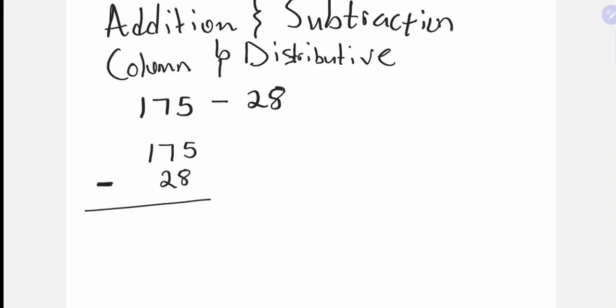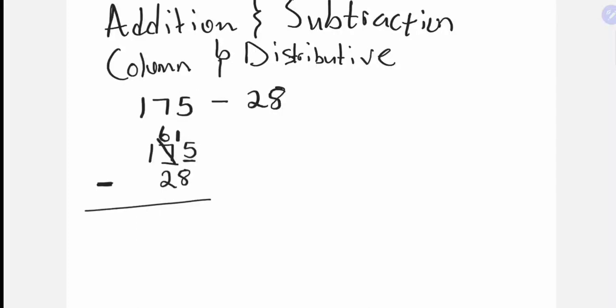So let's start minusing. 5 minus 8. Oops, we can't really do that. 8 is larger than 5, and so 5 cannot actually minus 8 and give us a positive integer as an answer. So what we would do in a situation like this is borrow from the number before 5, which is 7. So we're going to borrow 1 from 7. 7 turns into a 6. 5 turns into 15.